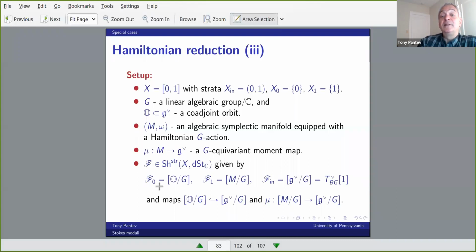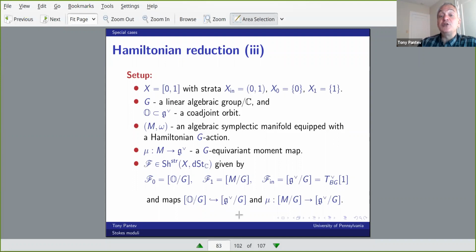And then at the closed strata, you put the coadjoint orbit modulo G as a stack and M modulo G as a stack. So the inclusion of the coadjoint orbit in the dual of the Lie algebra gives you a map of stacks, which is Lagrangian. The Lagrangian structure is the constant Kirillov-Kostant-Souriau form on the coadjoint orbit. And the moment map gives you a map from M mod G to the open stratum, and that's the other co-specialization map, and that's also Lagrangian.